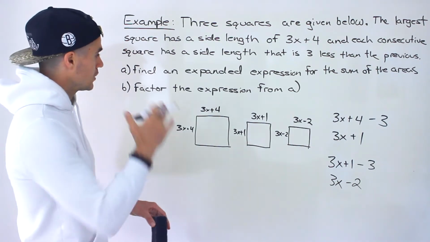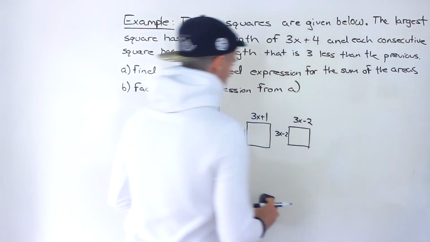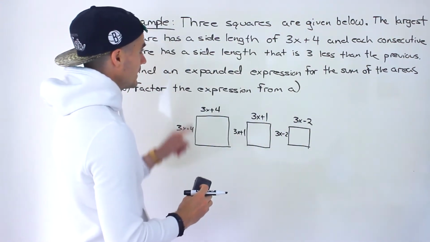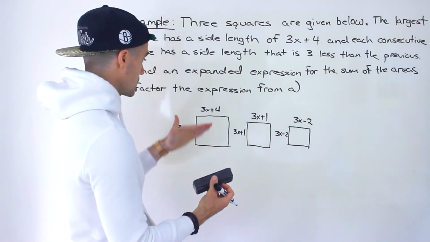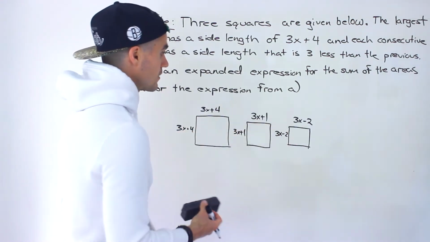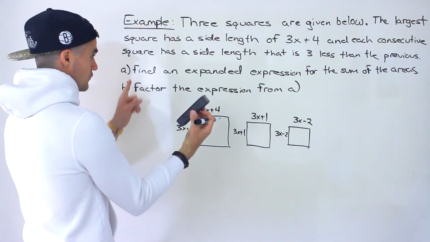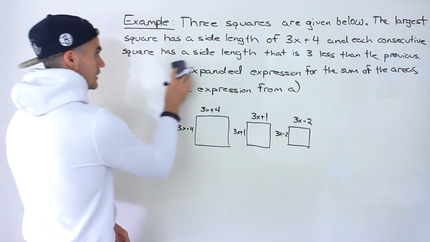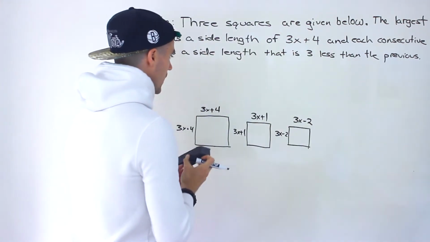And then what we could do is we can go into the questions. So in part A, we have to find an expanded expression for the sum of the areas. So we've got to get this area, this area, this area, and then just add it together. And then in part B, we have to take that expression from part A and then factor it. So let me actually erase this part over here. I want to keep the diagram for now.